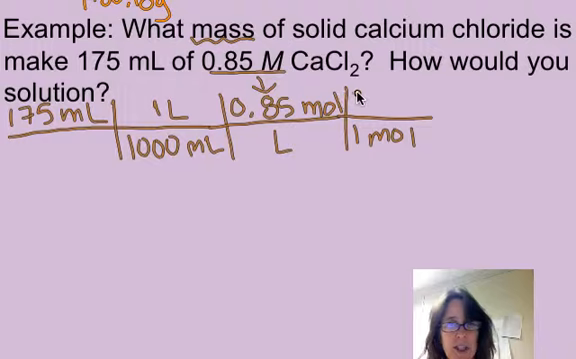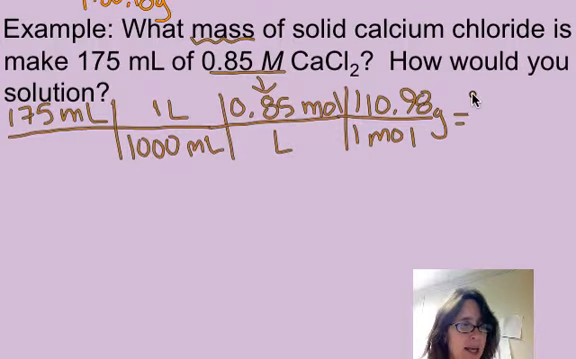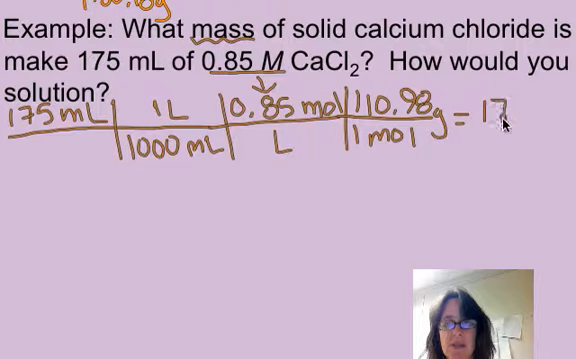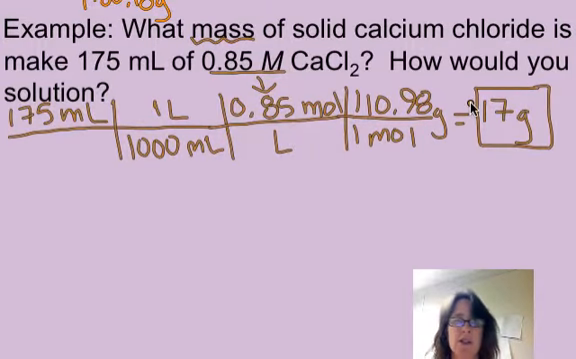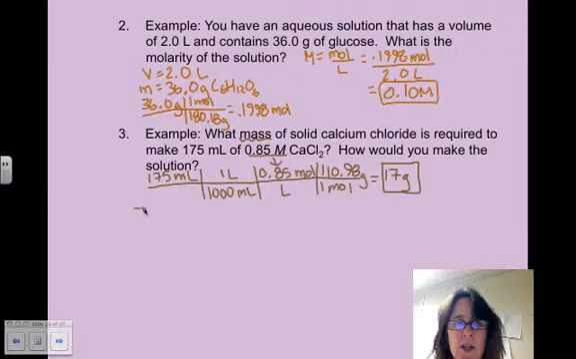Okay, if you're watching again, hopefully you tried the calculation already. The molar mass is 110.98 grams, and if you do the math, you get 17 grams of calcium chloride. Now the question says, how would you make the solution? So this is a review. We've made these solutions many times, but just to remind you, I'll jot down a few notes here.